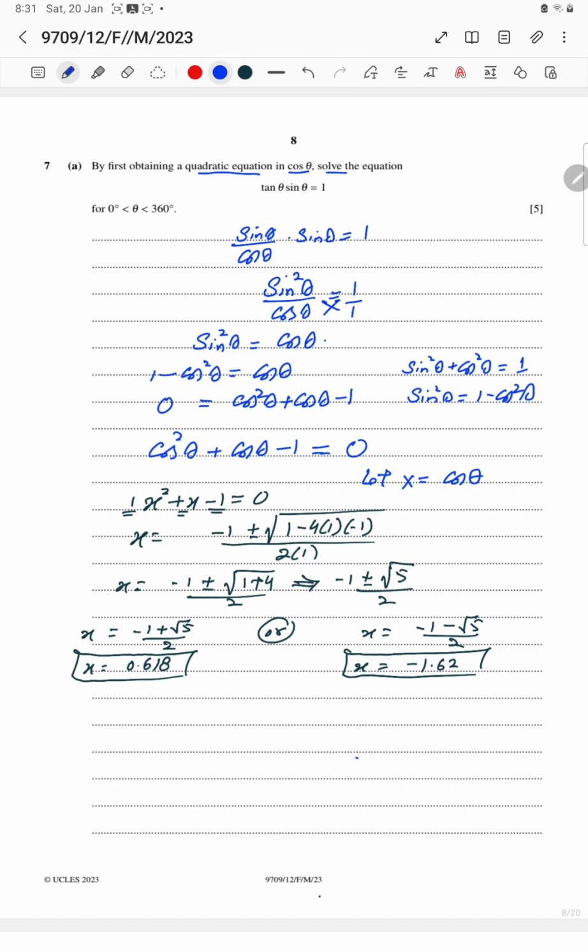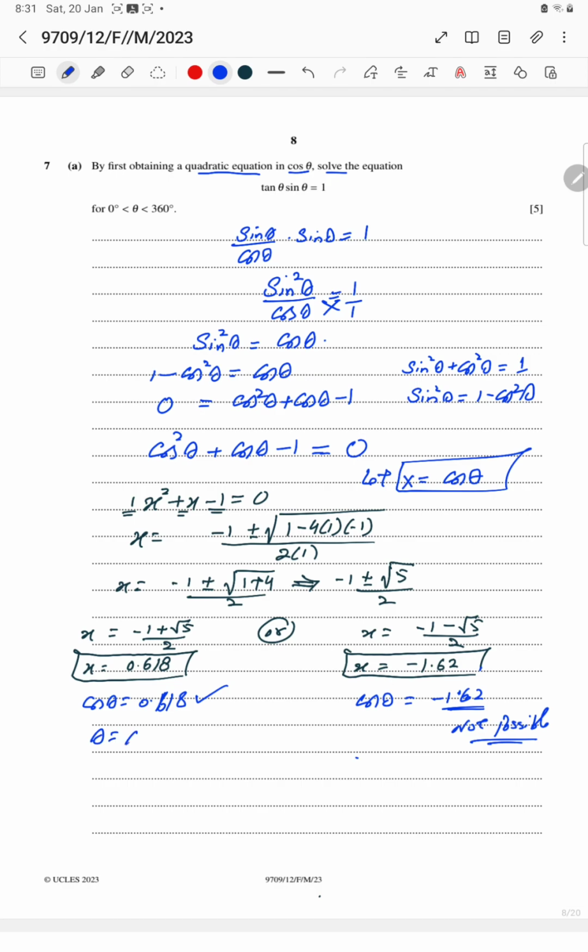So this becomes 0.618 and the other becomes minus 1.62. Now as we resubstitute the value of x here, it means cos of theta is equal to 0.618, and here cos of theta becomes minus 1.62. As you know, the range of cos and sine function is minus 1 to 1. So this is beyond it, so it's not possible to get a solution of this cos function with value minus 1.62, as it is beyond the prescribed range. So only we will solve this case.